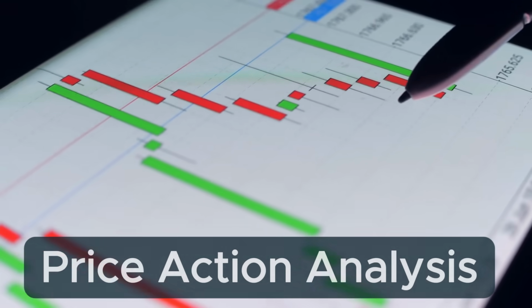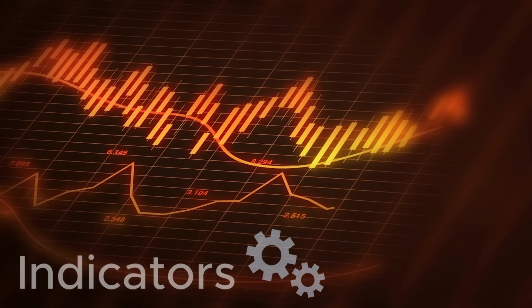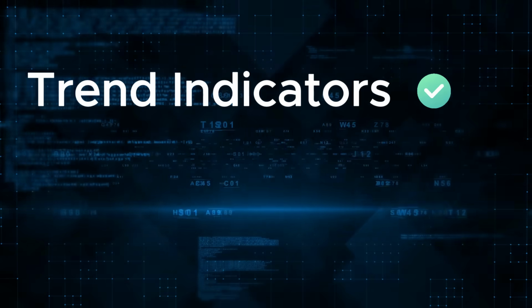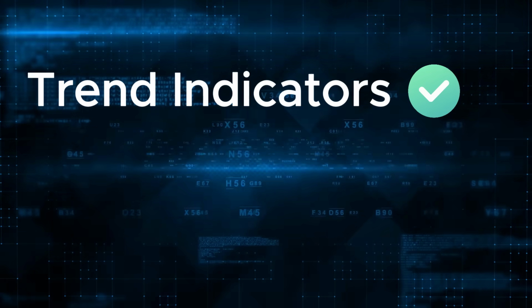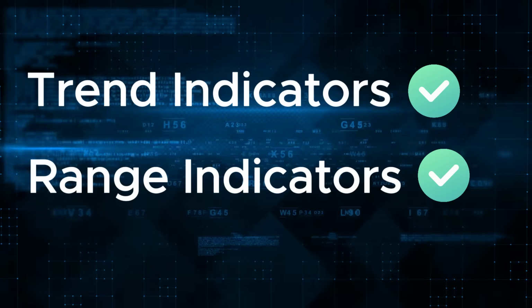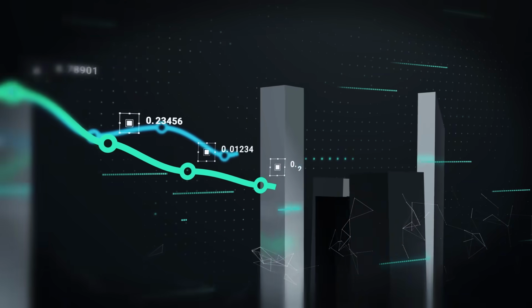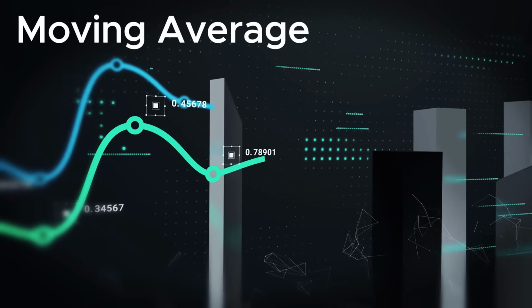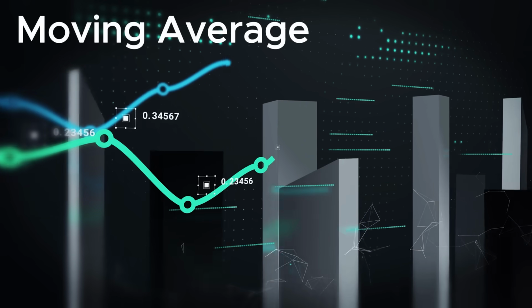But you may ask how? The most effective way is price action analysis, but there are also indicators that can help you on this. We have trend indicators that can help you with identifying trends, and we have range indicators that can help you with identifying non-trending market. The most basic form of a trend indicator is moving average, and many of the other indicators are built based on moving averages.